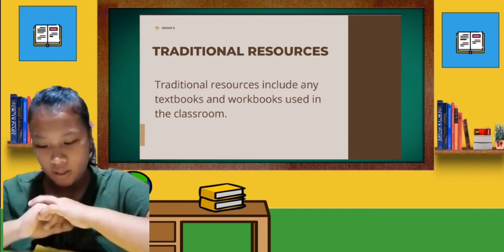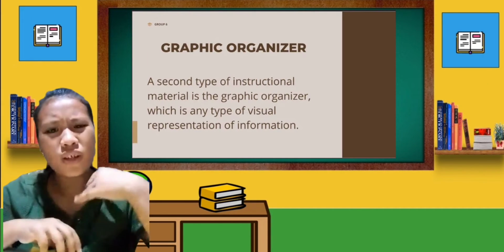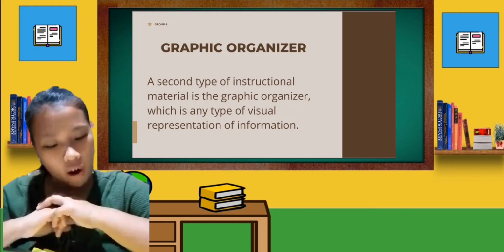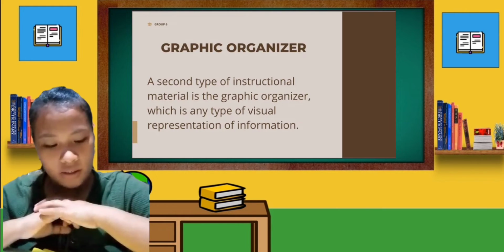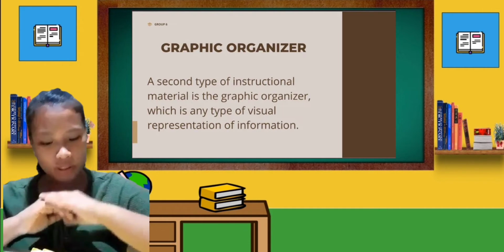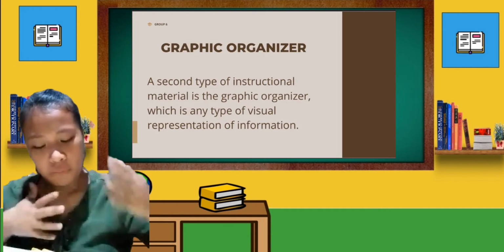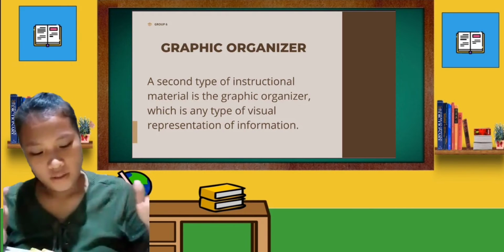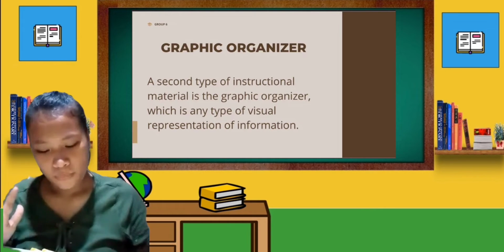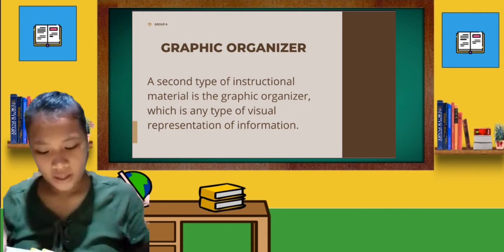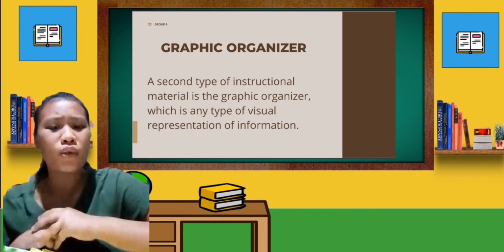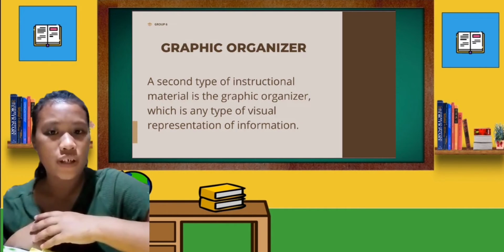The second one is the graphic organizer. So what is a graphic organizer? The graphic organizer, a second type of instructional material, is any type of visual representation of information. It is a visual tool that makes pictures of our thoughts so that the children can easily get an idea by looking at the graphic organizer.